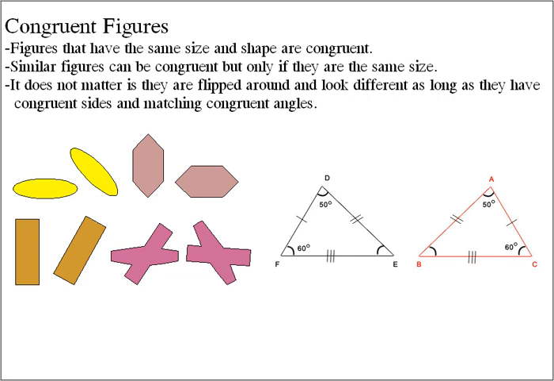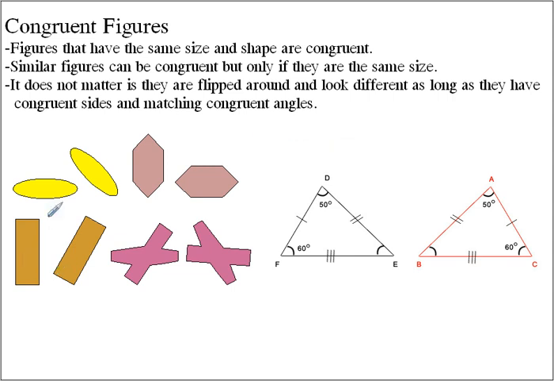Figures that are the same size and shape are what are called congruent. Similar figures can be congruent, but only if they're the same size. So squares can be congruent, and so can circles, but they don't have to be. They're always similar, but they don't have to be congruent. It does not matter if they're flipped around and made to look different, as long as they have congruent sides.